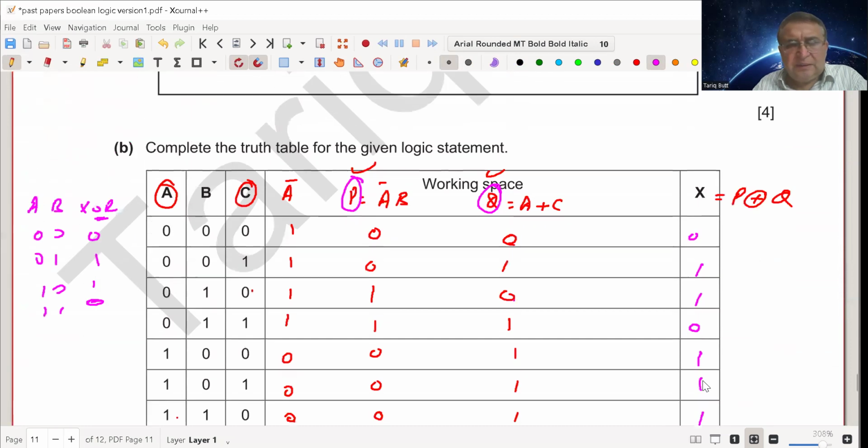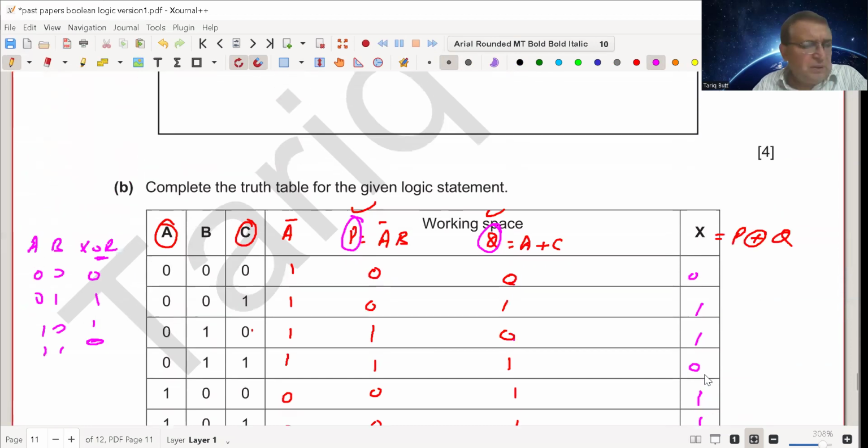And that's it. I hope we had gone through some of the recent years papers and seen how these questions come in the exam from the Boolean logic chapter.